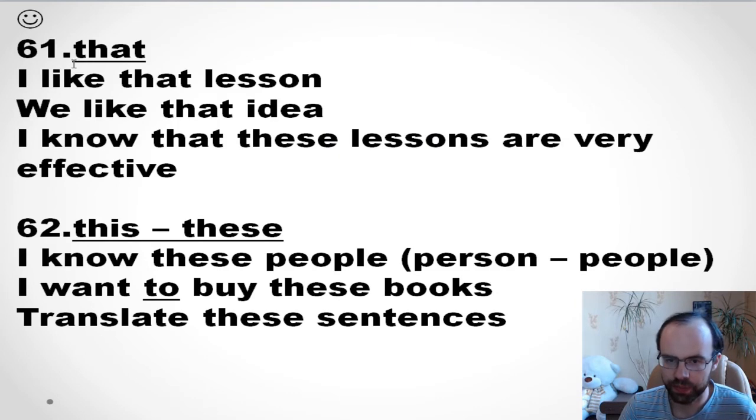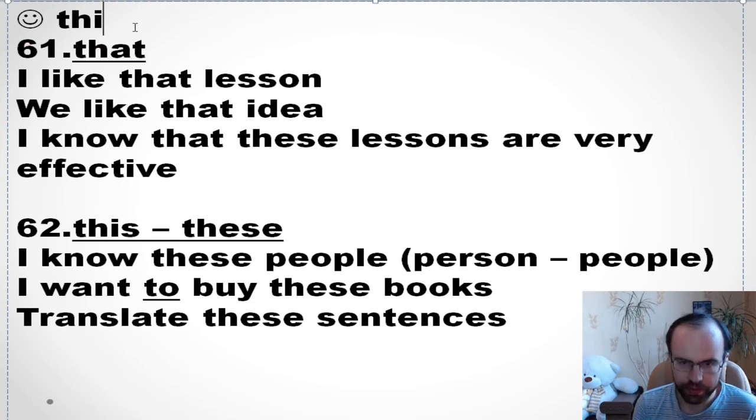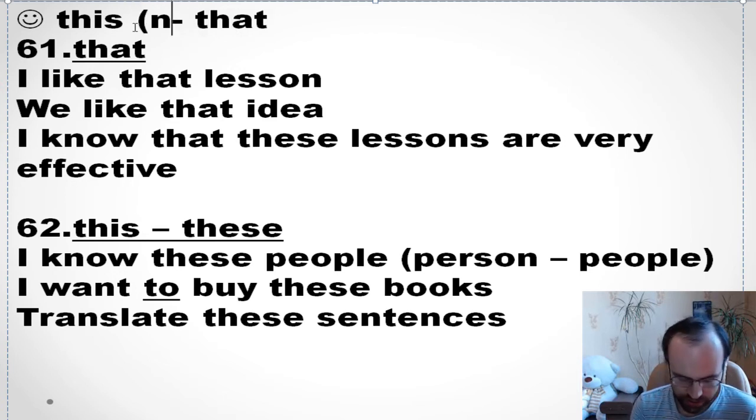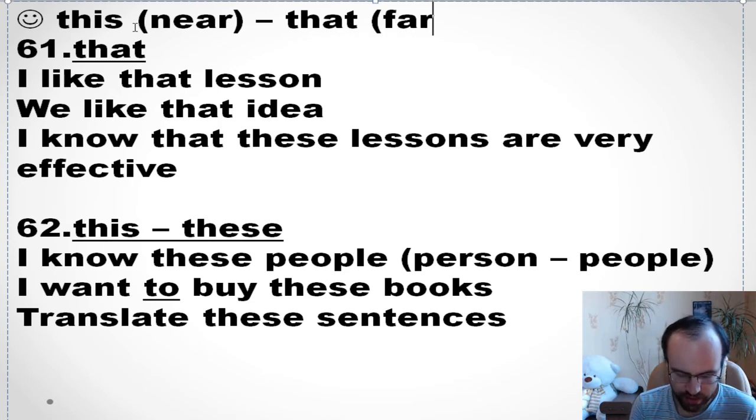Okay, so you see that. I like that lesson. We like that idea. So I hope you remember this and that. So we usually understand it this way. This means near: something or someone is near. And that means far: something or someone is far.